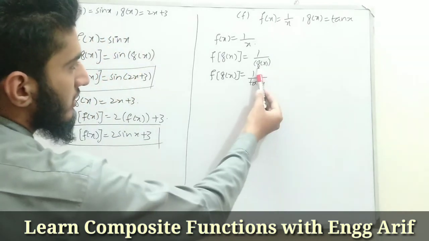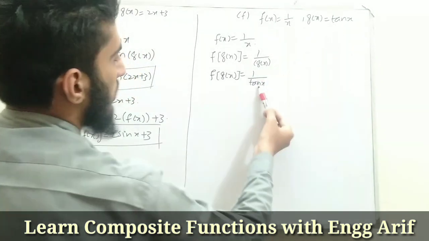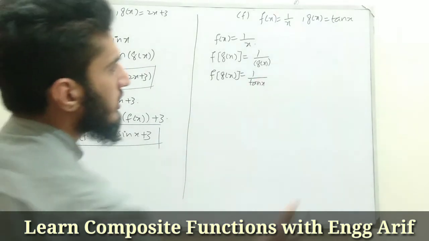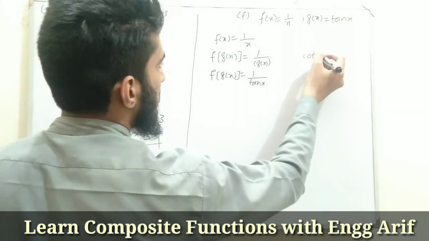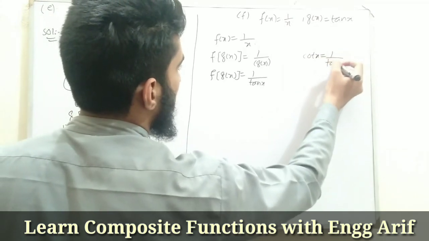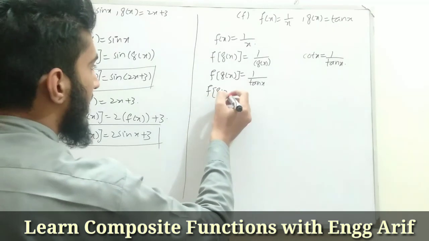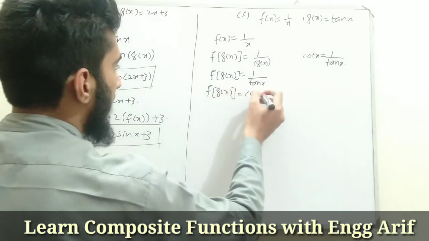Here I replace g of x with tangent x, so 1 over tangent x. Here it is the reciprocal form of tangent x, so you know that cotangent x is equal to 1 over tangent x. So I will replace 1 over tangent x with cotangent x. So f of g of x is equal to cotangent of x.